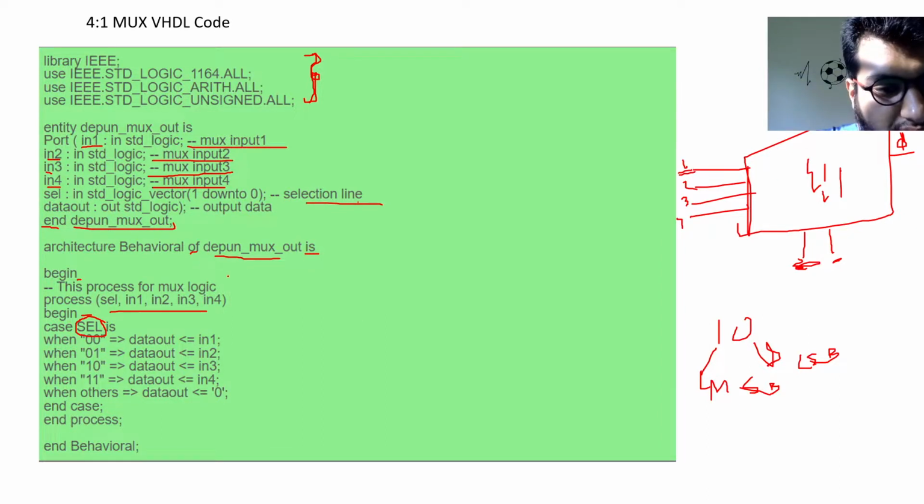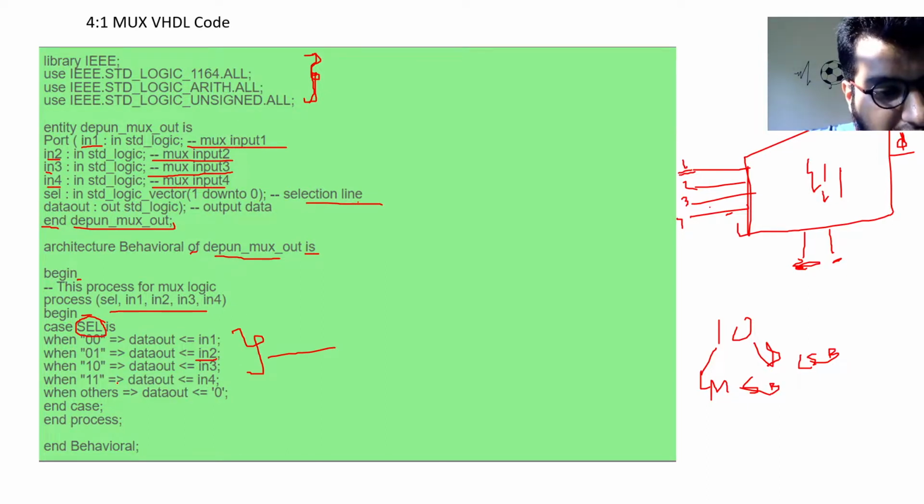This one. When select line is 01, my data out will be assigned input 2. That's what a mux does. You have already gone through mux. So basically when 00 is here, this input gets selected, when 01 is here, this one gets selected, when 10 is here, this one gets selected, and when 11 is here, this gets selected. This essentially does that operation.